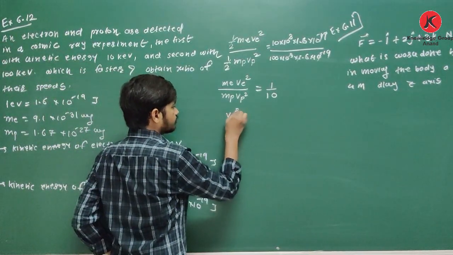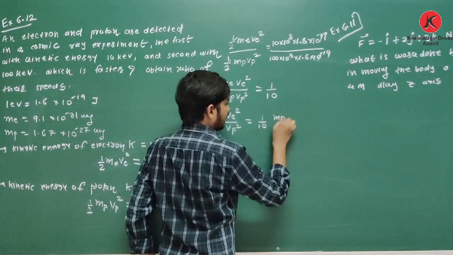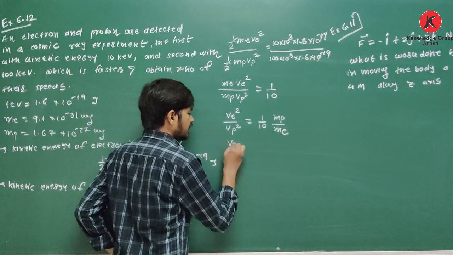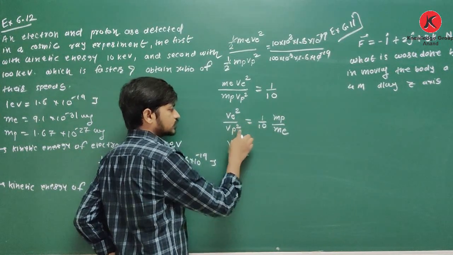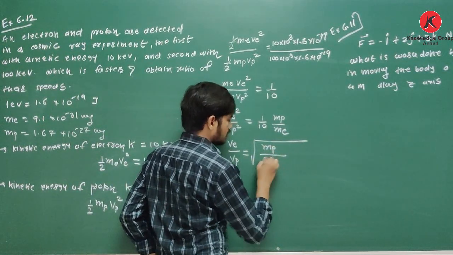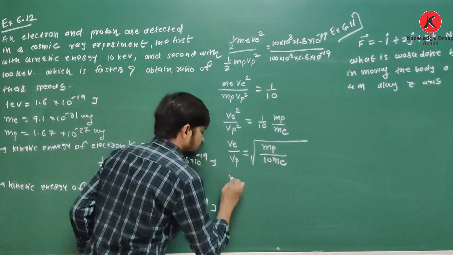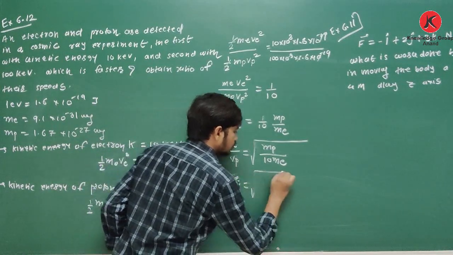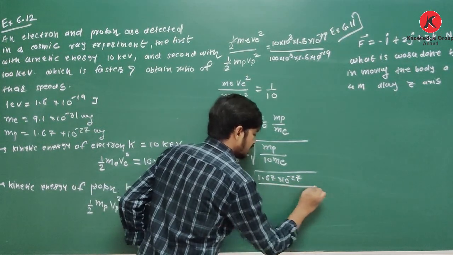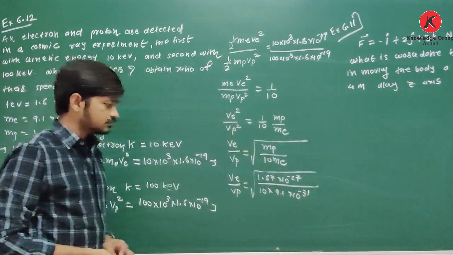Now v_e squared upon v_p squared is equal to 1 upon 10 times m_p upon m_e. Clear about this? So if you want to find only v_e upon v_p, you have to take the square root on both sides. So v_e upon v_p is equal to the square root of mass of proton 1.67 into 10 raised to minus 27, divided by 10 times m_e, 9.1 into 10 raised to minus 31. Clear about this?